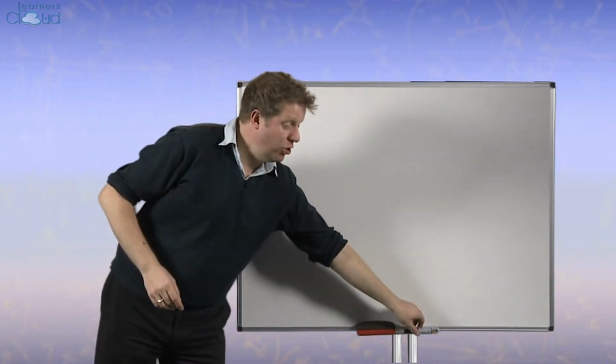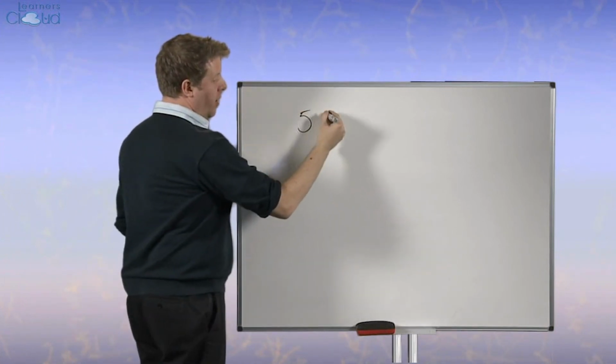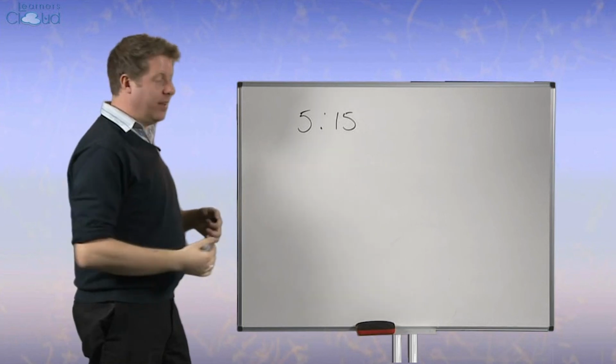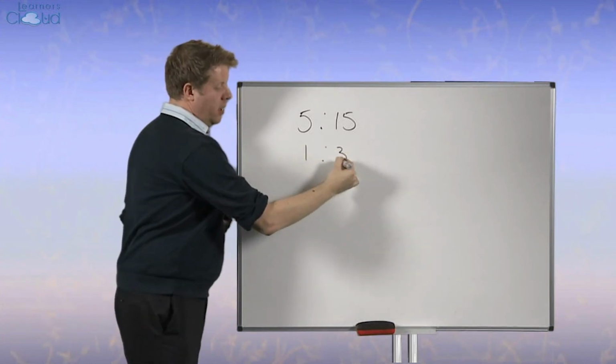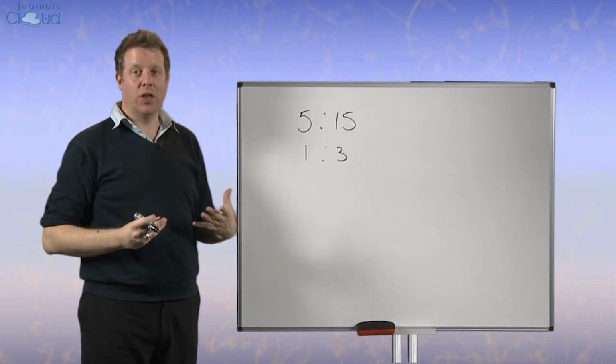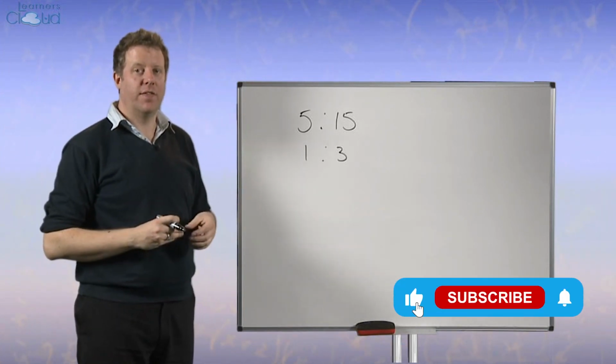First of all, let's take a look at writing a ratio in its simplest form. Now you should all be happy with questions such as this one. 5 to 15 would be a ratio that, when I simplify it, would simplify to 1 to 3. I divide both parts of the ratio by a common factor until it's in its simplest form. Essentially, it's a bit like simplifying a fraction.